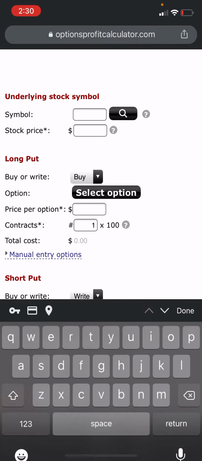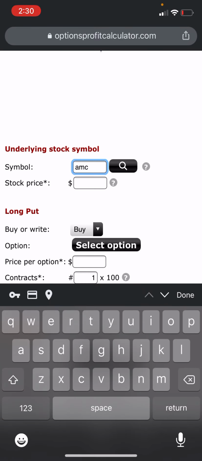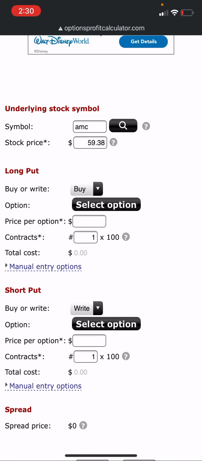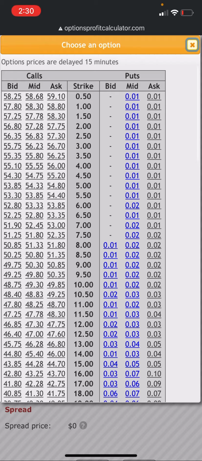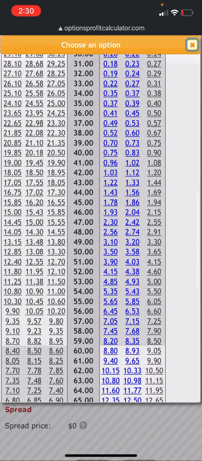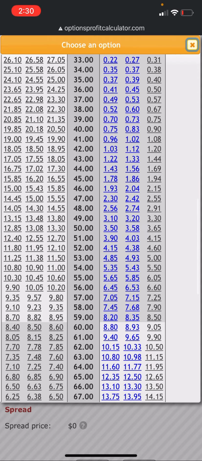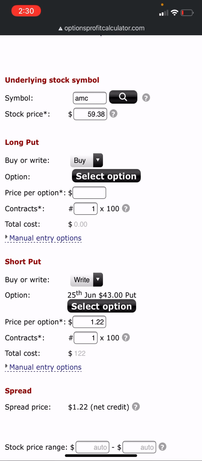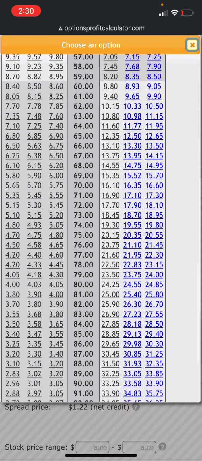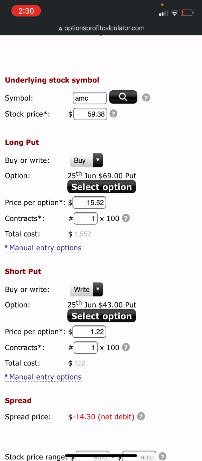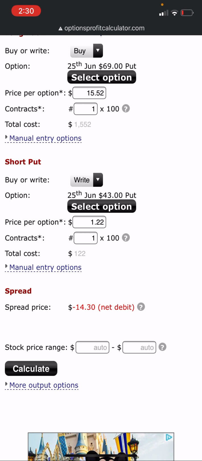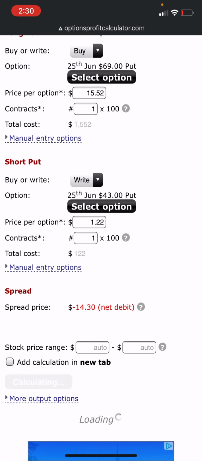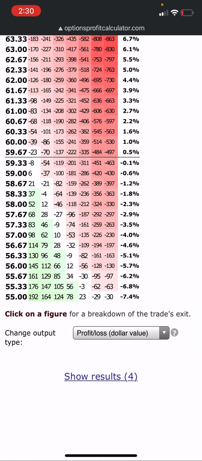Now we're going to do AMC, and let's say it will say debit this time. If I write this out of the money, and I buy a more expensive put that's in the money, see? Net debit. That means I'm paying, okay? And look how horrible that is.